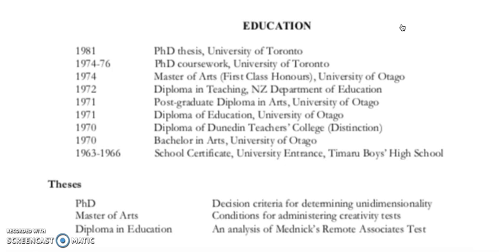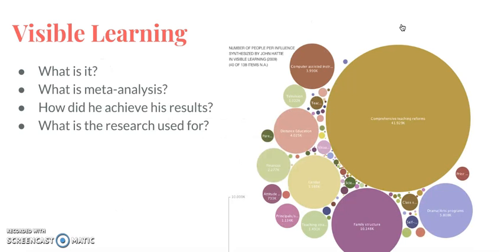His education includes getting his Bachelor in Arts from the University of Otago in 1970. That's also where he received his Diploma of Education a year later and his Master's of Arts in 1974. He went on to get his PhD at the University of Toronto in 1981. And his theory is called visible learning.